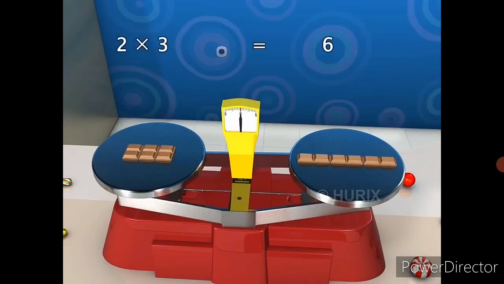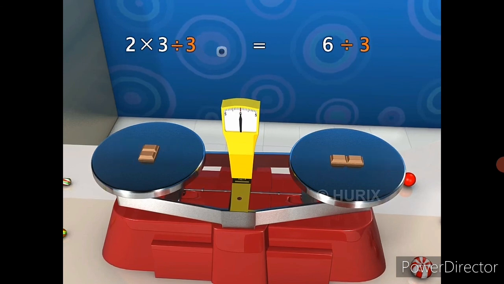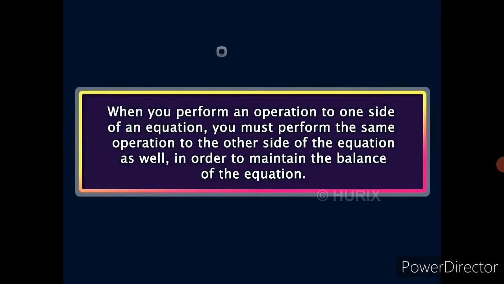If we divide both sides of the equation by 3, we get 2 into 3 by 3 equals 6 by 3. When we simplify this, we get 2 equals 2, which is correct. So remember, when you perform an operation to one side of an equation, you must perform the same operation to the other side of the equation as well, in order to maintain the balance of the equation.